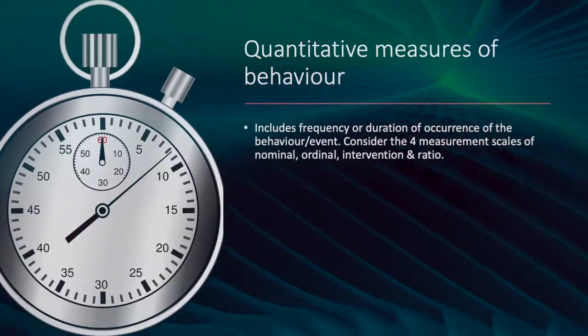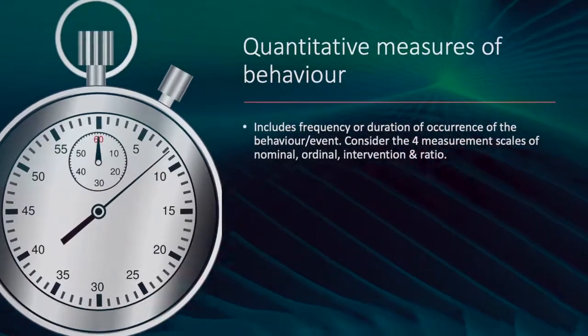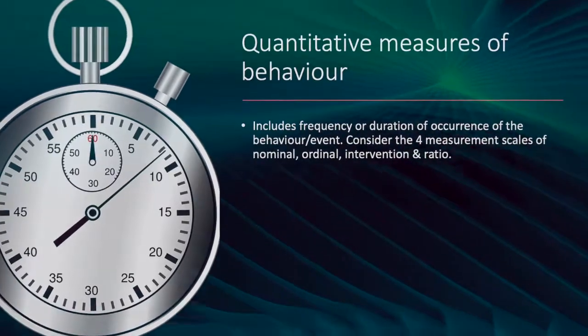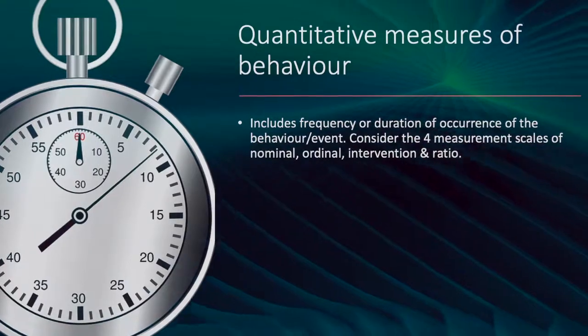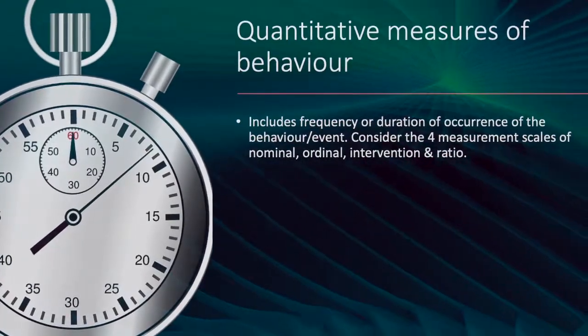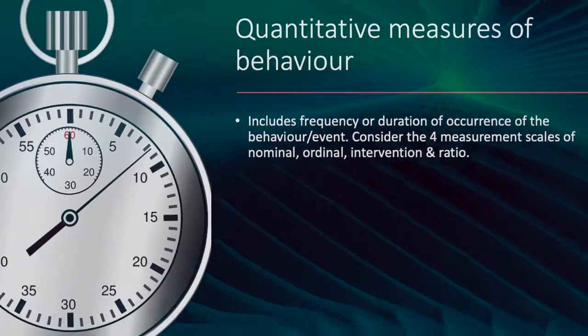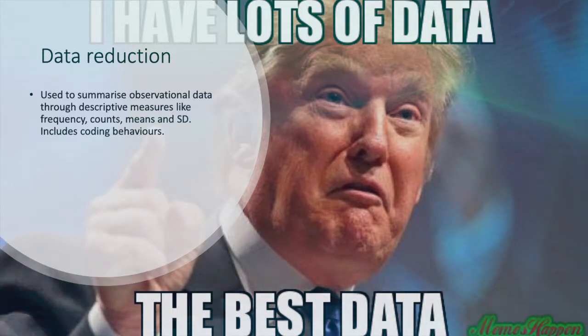Furthermore, you have to consider quantitative measures of behavior, which includes the frequency or duration of the occurrence of the behavior or event of interest, and also consider the 4 measurement scales of nominal, ordinal, interval, and ratio. Data reduction is used by researchers to summarize the observational quantitative data that I've mentioned before through descriptive measures like frequency, counts, means, and standard deviations.